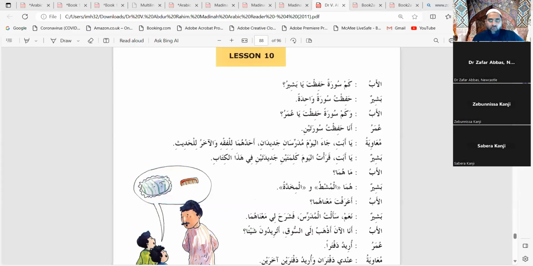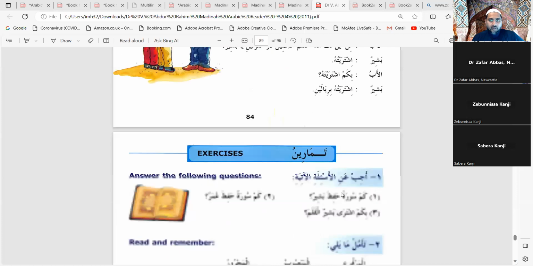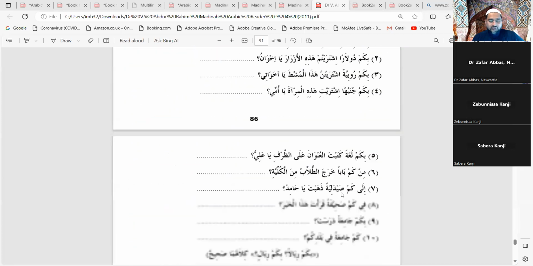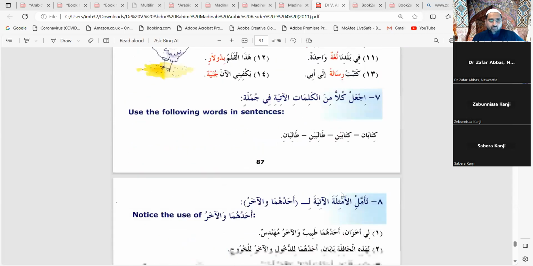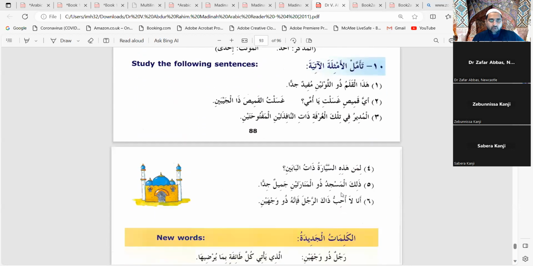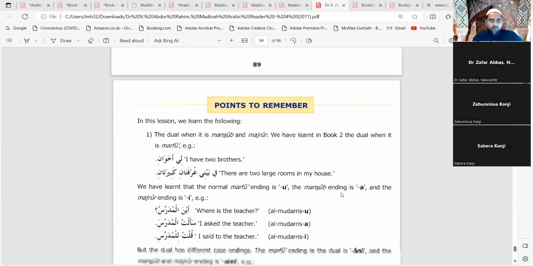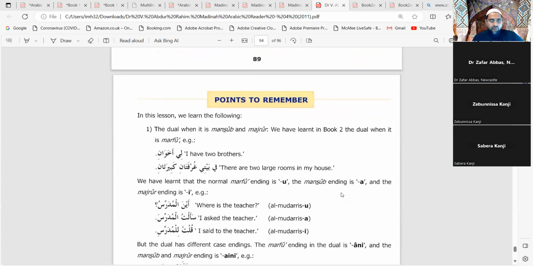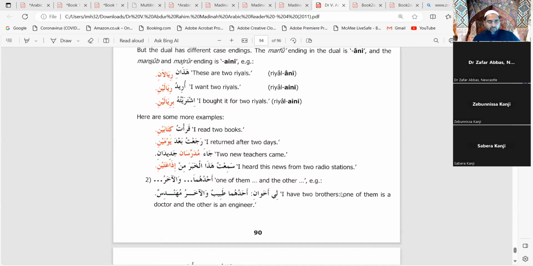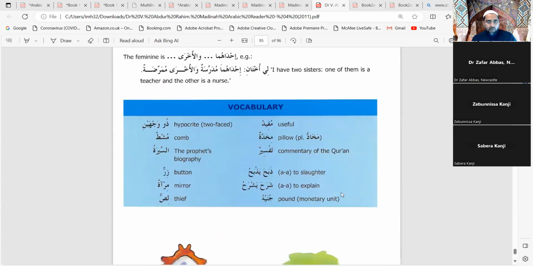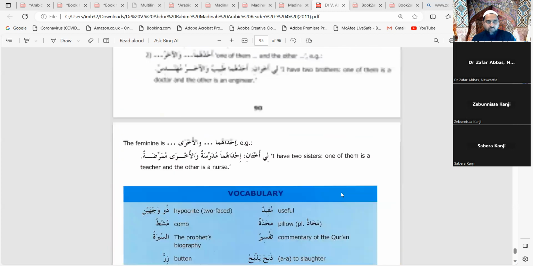Right, so today we are doing the final lesson of this book, and then inshallah we'll start revision itself. Now, the last lesson is all about the dual, how to make the dual itself. And that will be the end of this book.